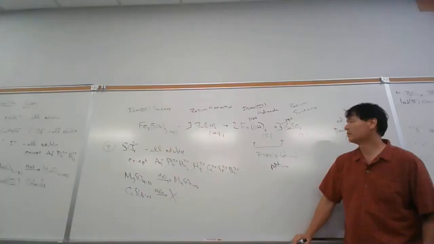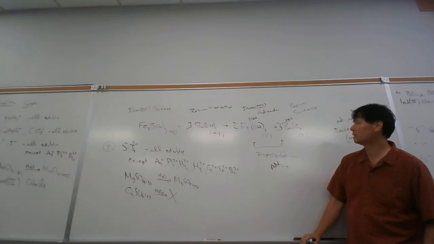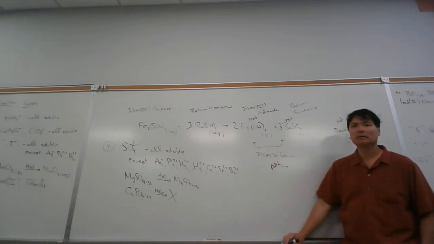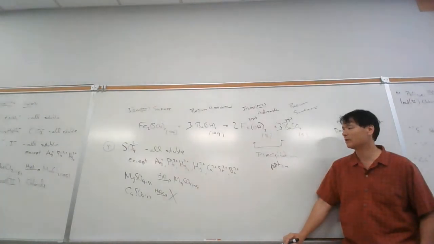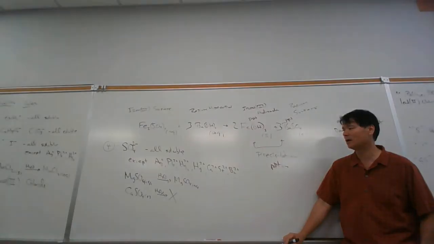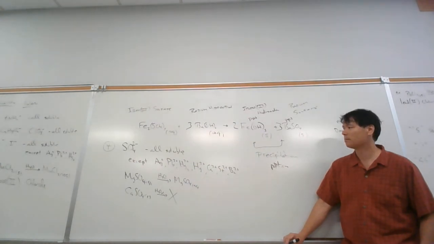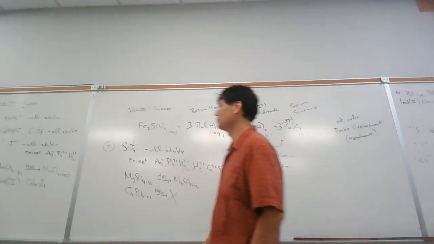Solubility rules are important for precipitations because then we can predict what's going to precipitate. Barium sulfate is going to precipitate. It's not soluble, so if we form it, it's going to precipitate out of solution. Okay, let's move on here. That's number 4.